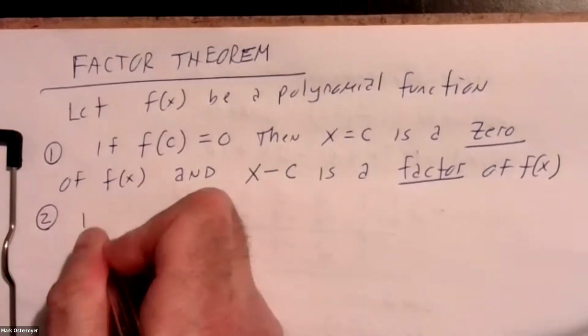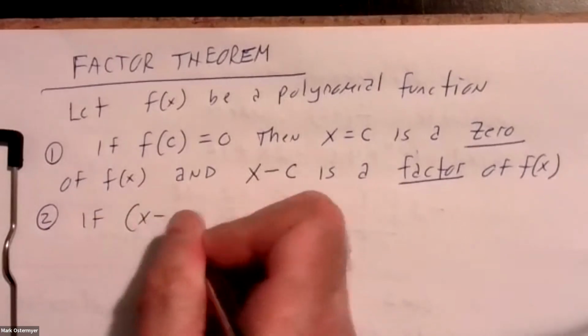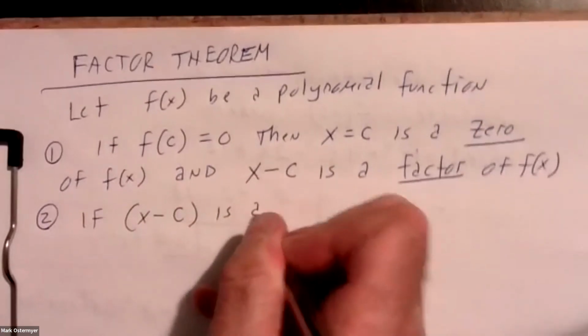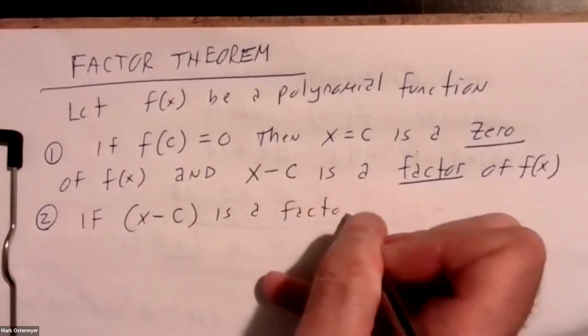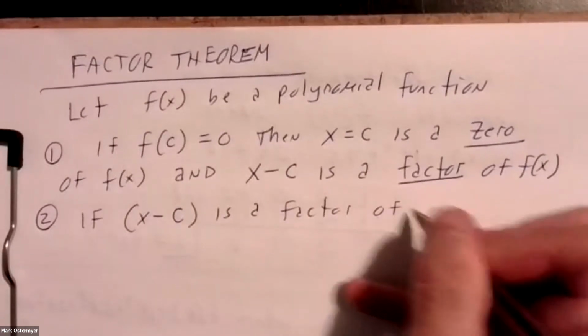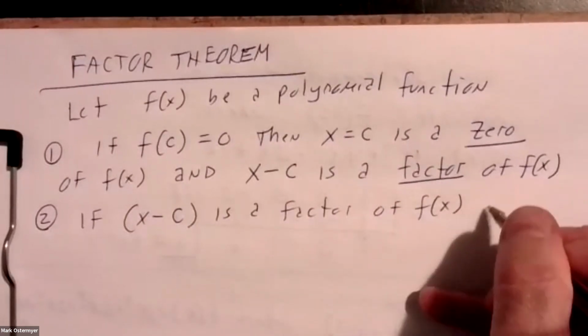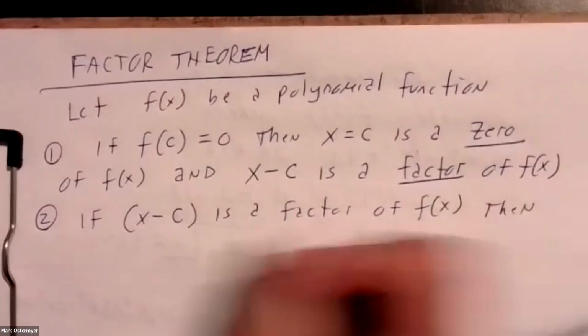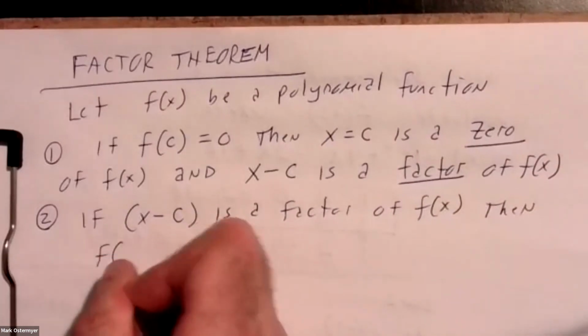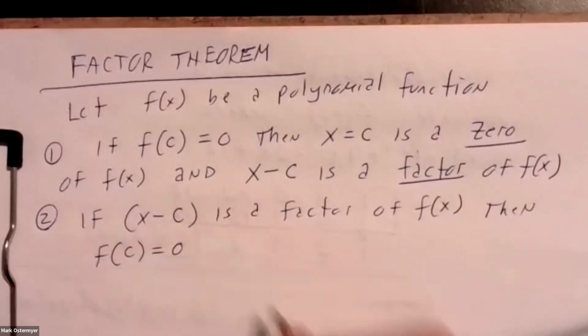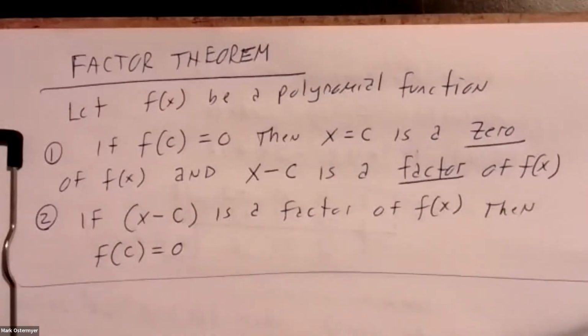The converse is also true. If x minus c is a factor of f of x, then, ladies and gentlemen, f of c is equal to 0. That's what this factor theorem is all about.